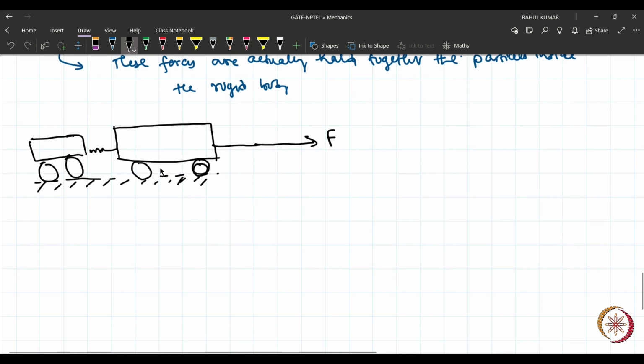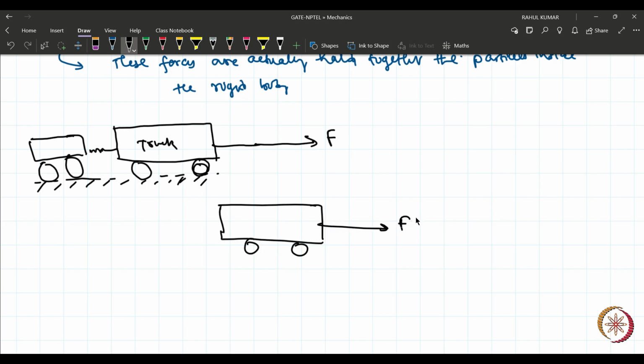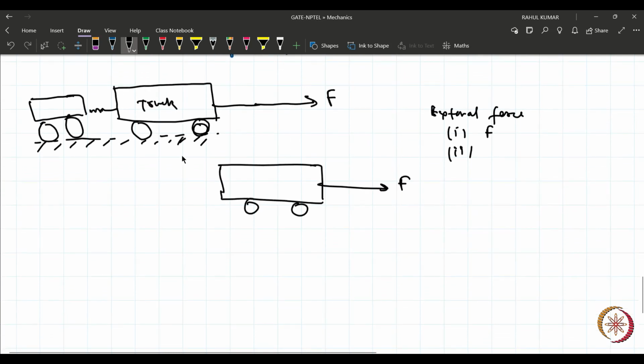If we make a free body diagram of this truck, then this force will definitely be an external force. We will list it. The first one is F. Now any other external force? Friction. Suppose the surface is frictionless. There is no friction.